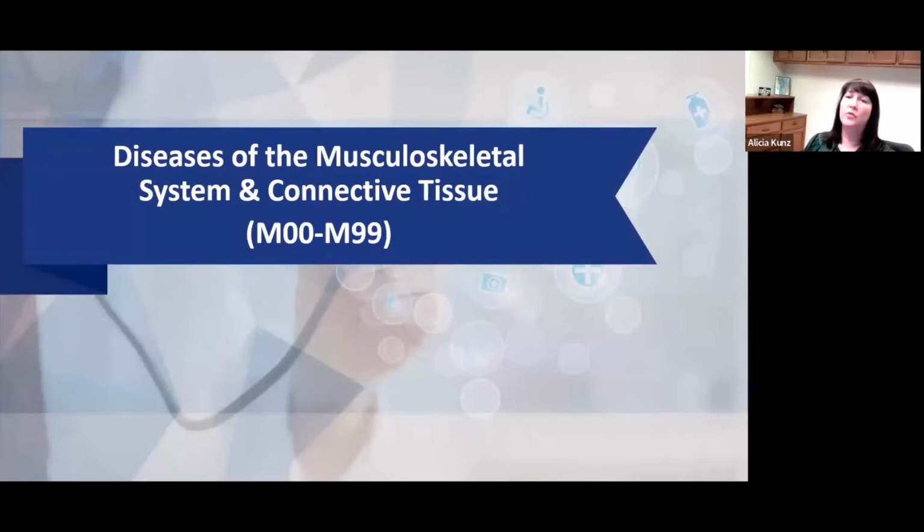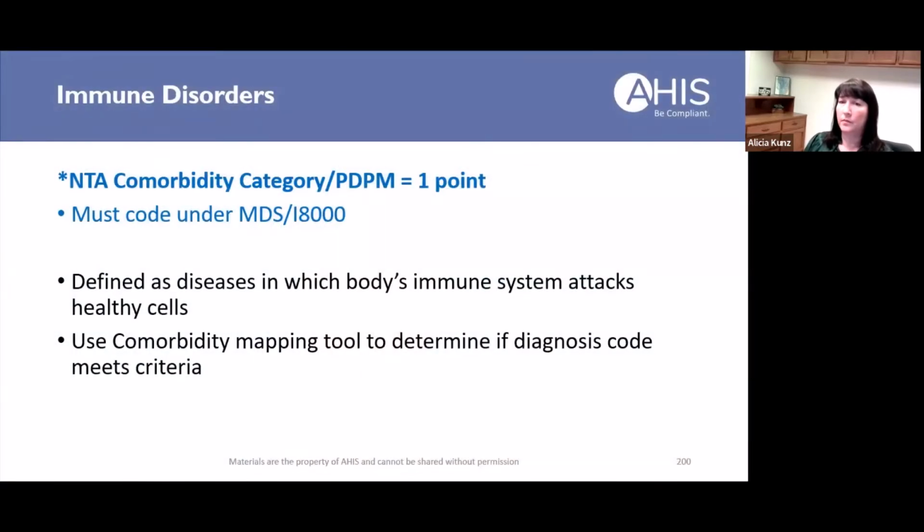Moving along, we're going to move into diseases of the musculoskeletal system and connective tissue. These are your M codes. Immune disorders. So some immune disorders will garner one NTA comorbidity point on your MDS, and those are I-8000 codes. So when we're thinking I-8000 codes for NTAs, that means it has to map into NTA comorbidities.